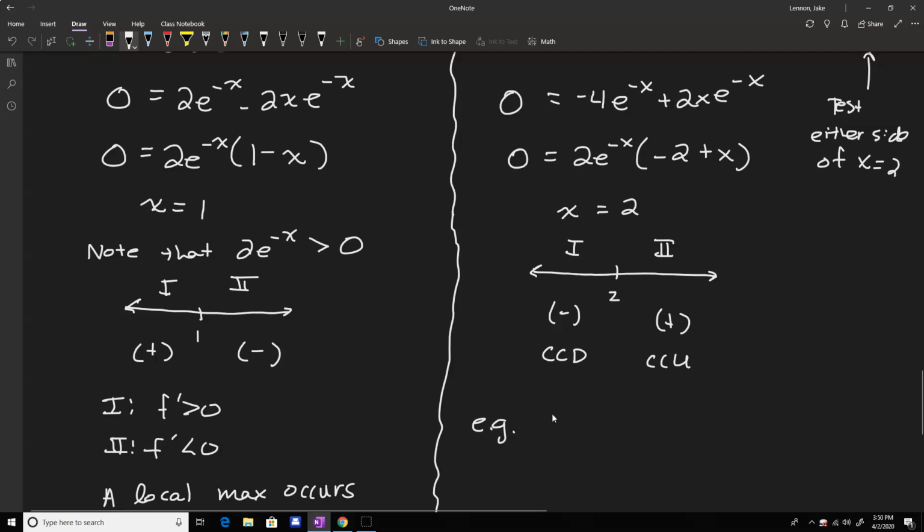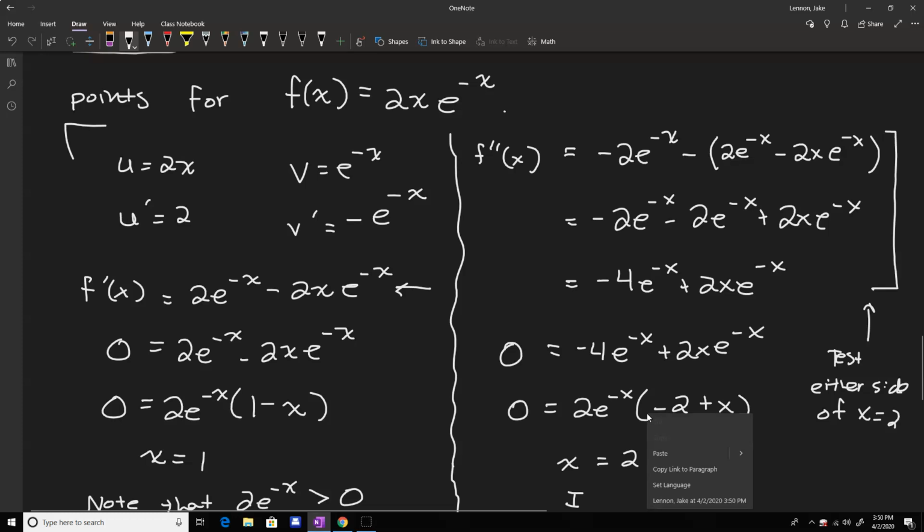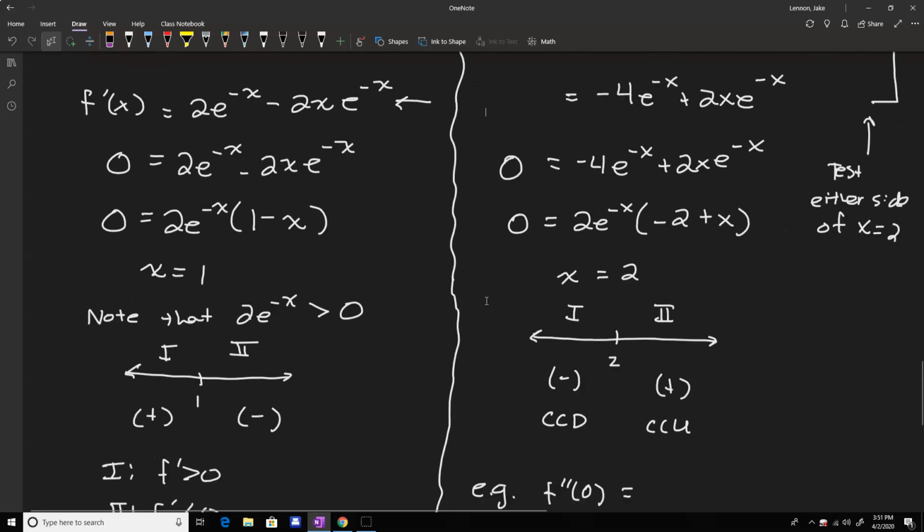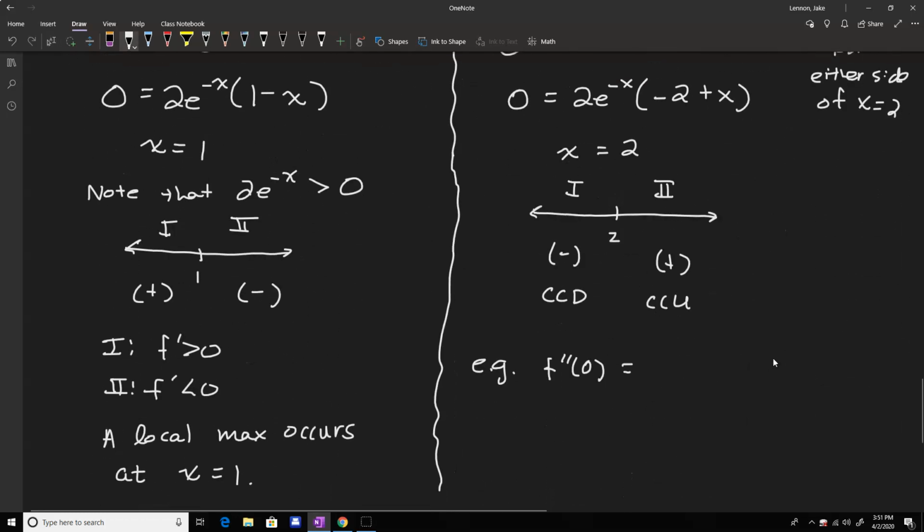So e.g., what's an example point from region 1? Well, we can always plug in 0. So anytime you can plug in 0, that's always nice because usually a lot of things go away. So f double prime of 0, if we go back, the e to the negative 0 would just become 1. So we get negative 4 plus 0. So if you plug in 0 into the second derivative, you should get negative 4, which is less than 0.